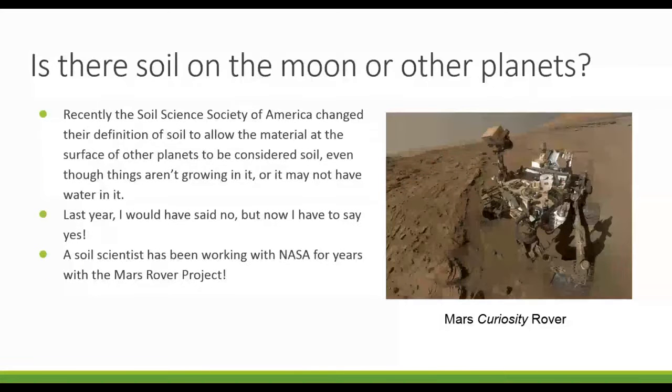Is there soil on the moon or other planets? Well, up until recently, I would have said no, because we said that soil is a terrestrial material. But the Soil Science Society of America changed the definition of soil to allow material on the surface of other planets to be considered soil, even though they don't have things growing in them and they don't have water in it. We've had a soil scientist working with NASA for years on the Mars rover project.